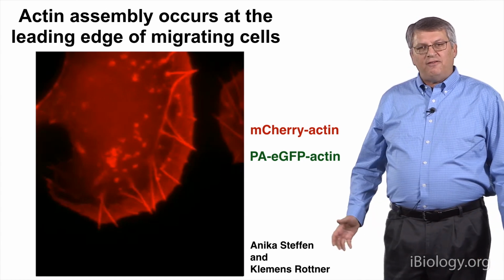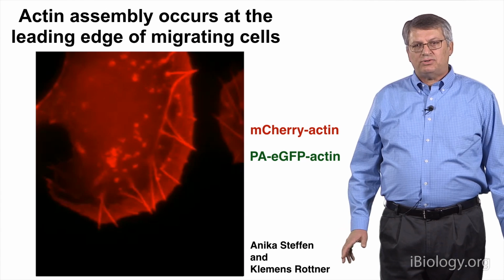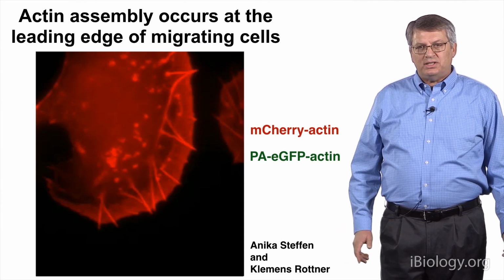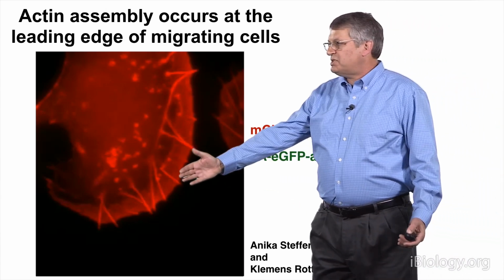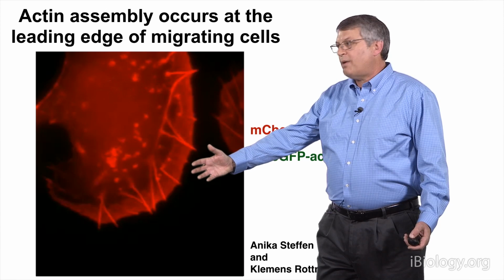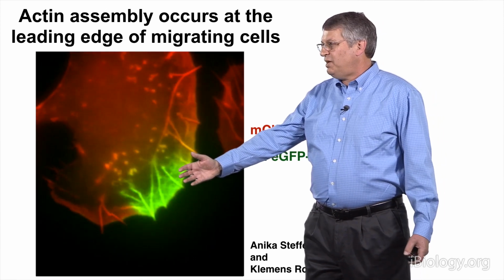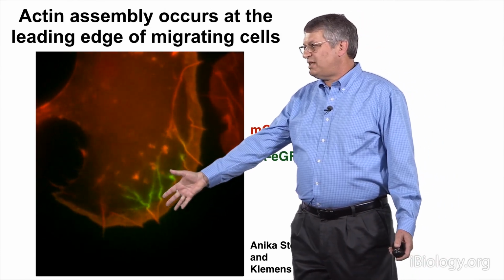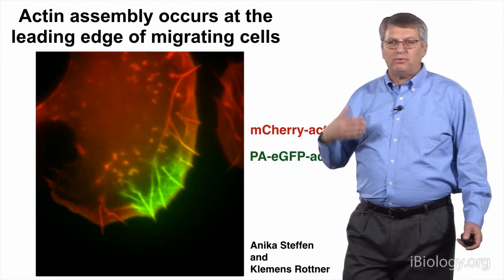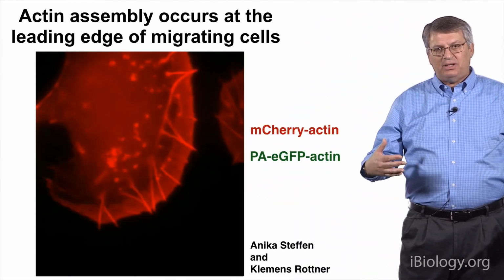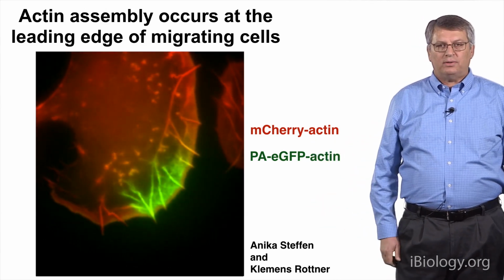And what they've done is they've expressed mCherry actin in a cell to label all the actin structures. And the cell also expresses a photoactivatable GFP. And so what they're going to do is photoactivate the actin on a spot on the surface of the cell, and then watch what happens. And so here, they photoactivate the actin, and what you can see is that that photoactivated actin moves away from the leading edge towards the interior. So in other words, just like in Listeria, actin is assembling at the leading edge and fluxing towards the interior of the cell as the cell migrates forward.